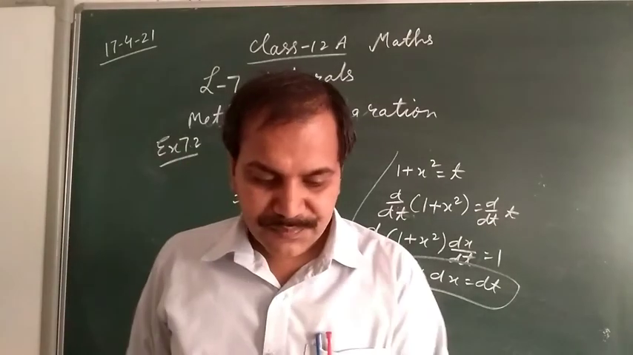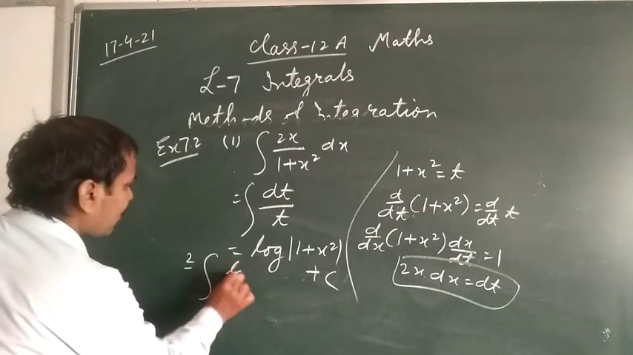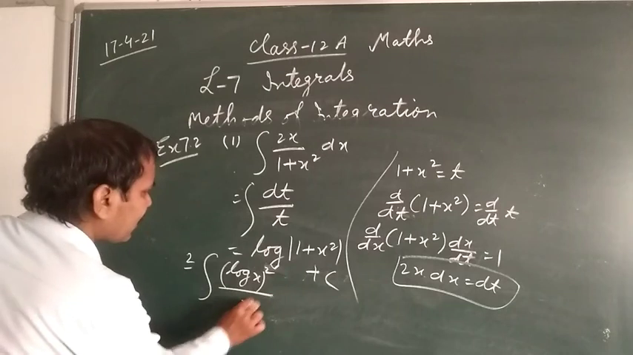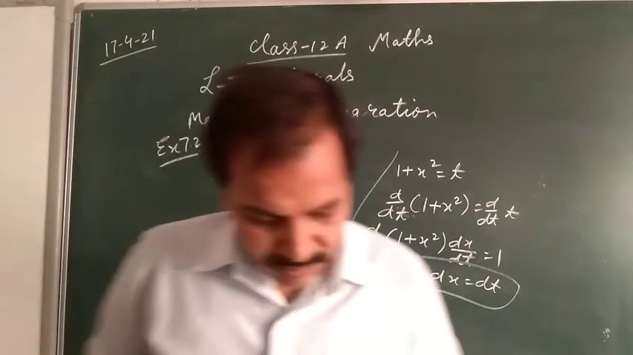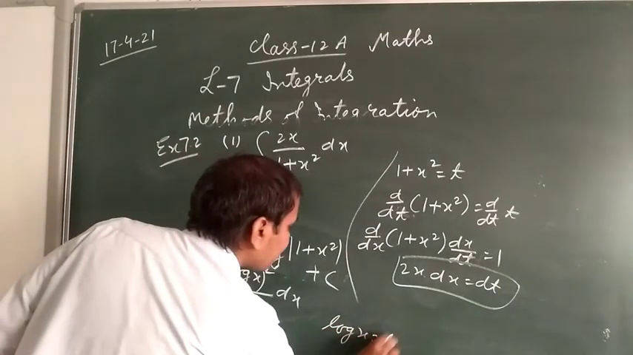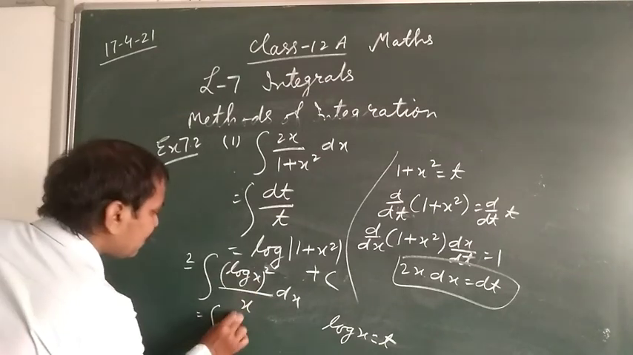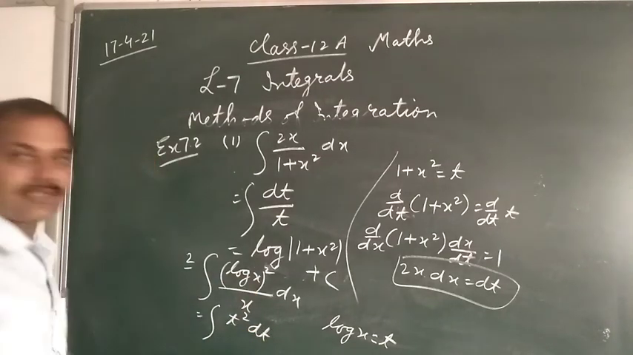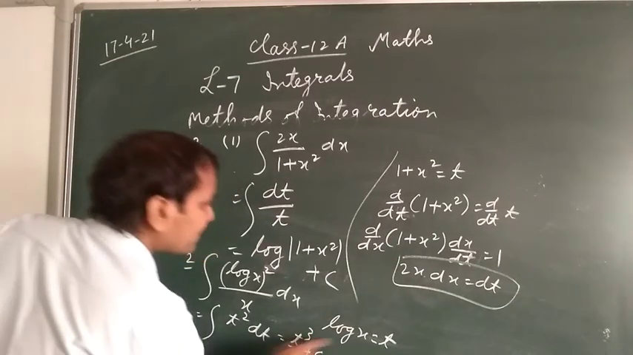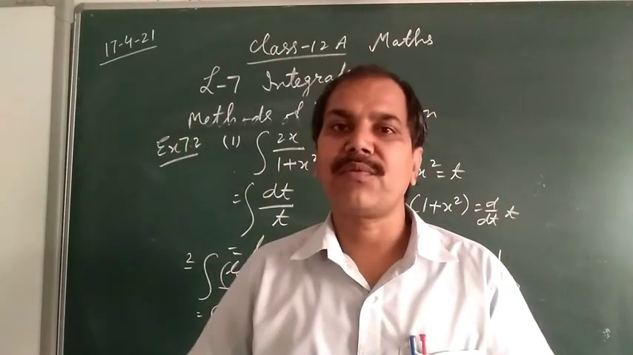Clear? Similarly, in question number two, log x whole square upon x dx. Clear? So here we will suppose log x equal to t. So 1 upon x dx becomes dt, and we get t square dt. Applying the formula, t cube upon 3 plus c, then putting back the value of t will be the answer. So like this, the remaining questions you can also try on your own. Okay, thank you.